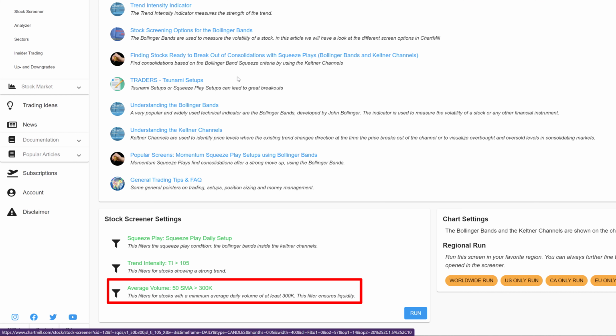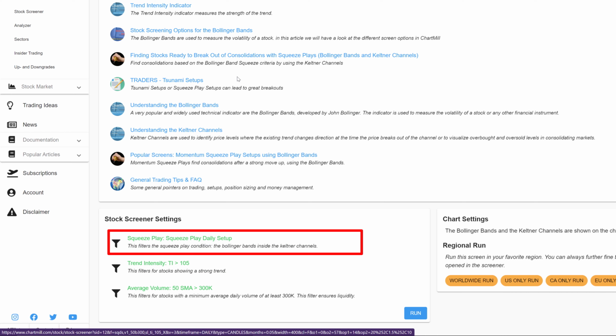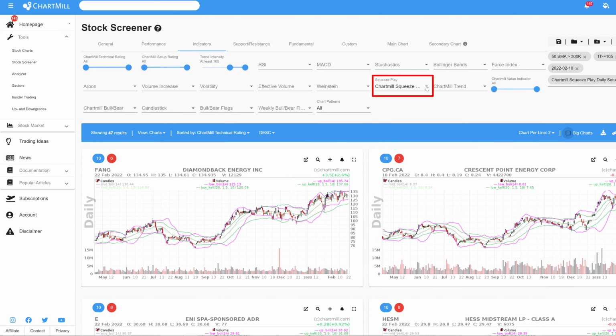Regarding the condition that for the selected stocks the Bollinger Bands must be within the Keltner channels, the standard squeeze play filter available in the stock screener is used. Finally, the trend intensity filter with a value higher than 105 is also set here.